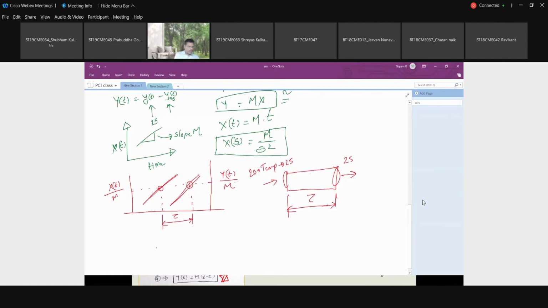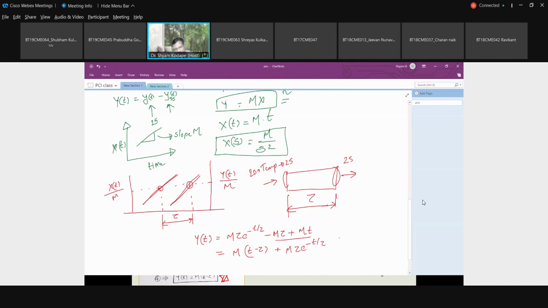See here, the equation is ultimately yt is equal to m tau minus m tau plus mt. Okay, this is my equation. I'm just rewriting it, taking m common: m times t minus tau, plus m tau e raised to the power minus t by tau.